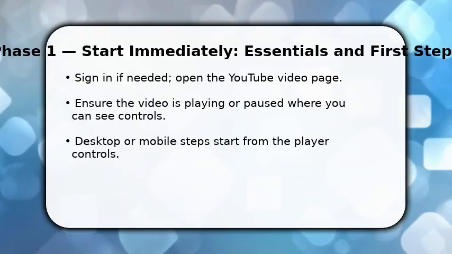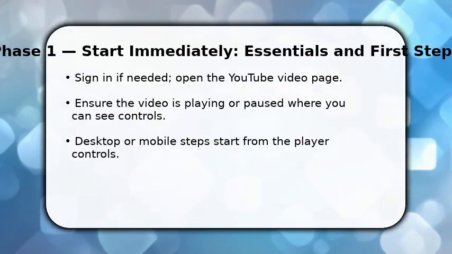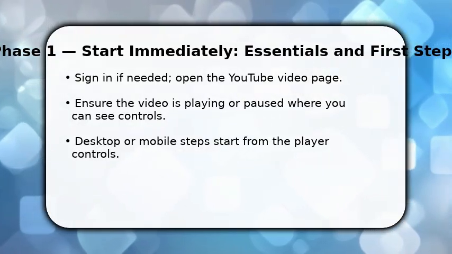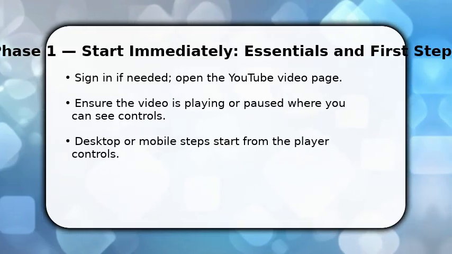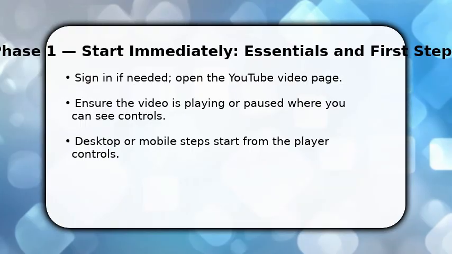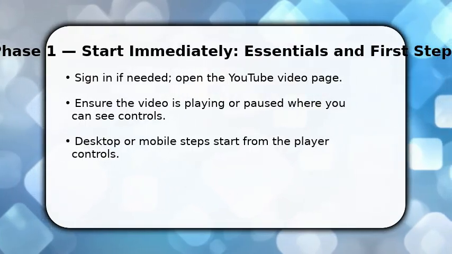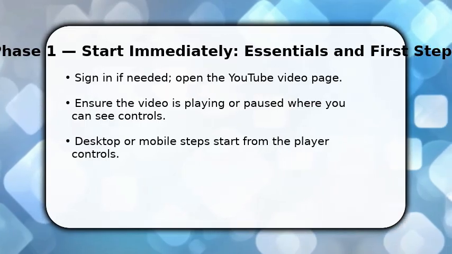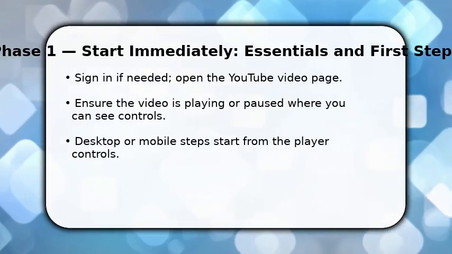You start on the video page. Make sure you are signed in if you prefer personalized settings. Once on the player, move your mouse or tap to reveal controls. This is where the captions toggle lives. For desktop, look for the CC button near play and volume. For mobile, tap the three dots or the gear icon.